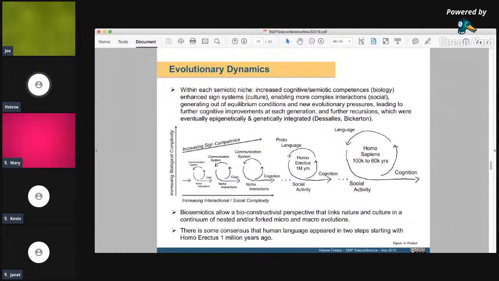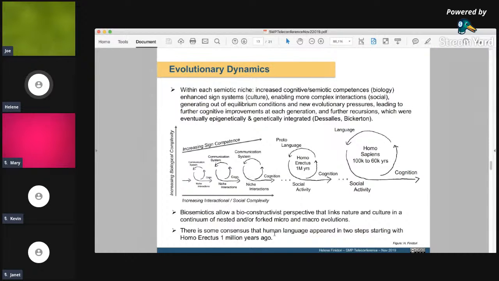So within each semiotic niche, there's an increased cognitive and semiotic competence. So that's a biology which enhances sign systems, the culture, and enables more complex social interactions. And it generates out-of-equilibrium conditions with new evolutionary pressures that lead to further cognitive improvements at each generation and further recursions. So it is believed that human language emerged in two steps. One was 1 million years ago, and another one closer to 100 or 60,000 years ago.